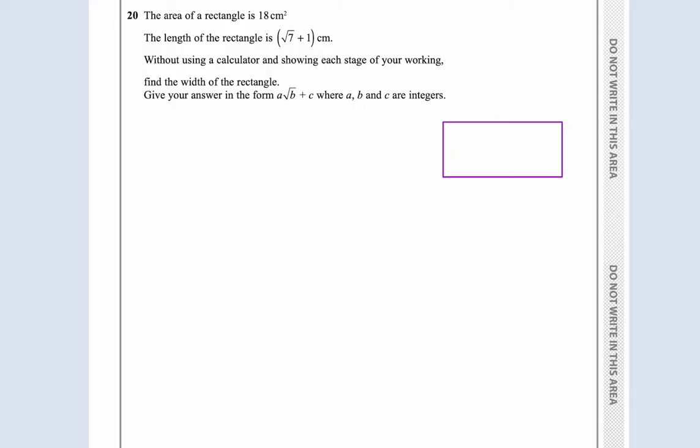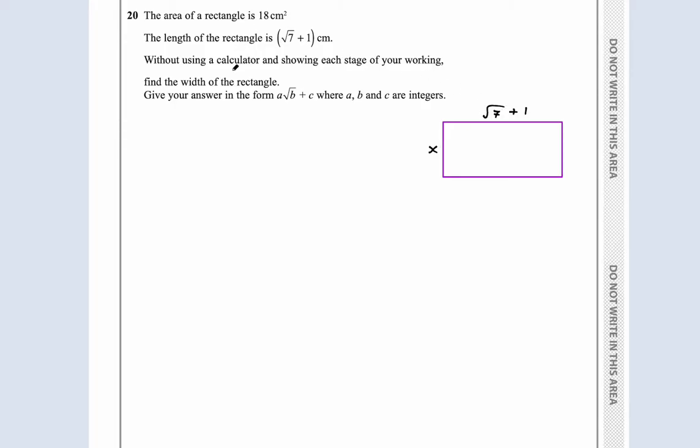This length is root 7 plus 1. The width, I don't know. Let's call it x. You could call it w if you want. I'm just going to call it x. Now, he says the area of the rectangle is 18 centimeters squared. So when I multiply x by this, this times this has to equal 18.